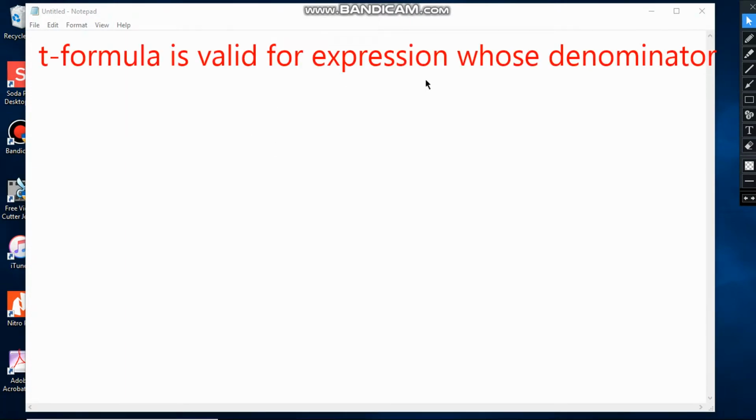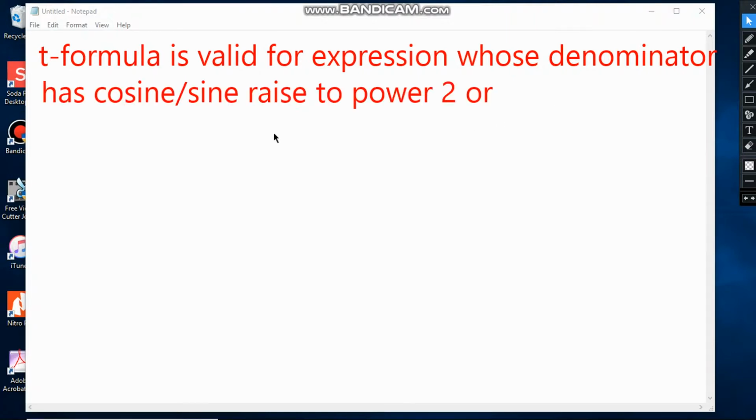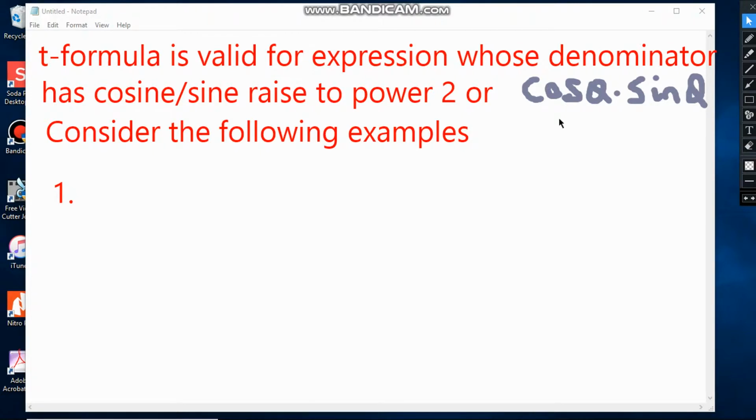The T formula is valid for expressions whose denominator, as I told you earlier, has cosine or sine raised to the power of 2, or whose denominator has cos theta times sin theta, or cos theta times tan theta, or sin theta times tan theta. I mean, whose denominator has a multiple of two trig identities, such as tan theta times tan theta, cos theta times sin theta, sin theta times tan theta, and so on.